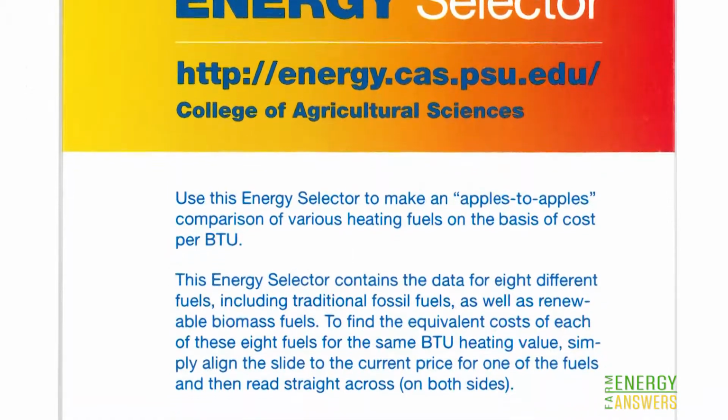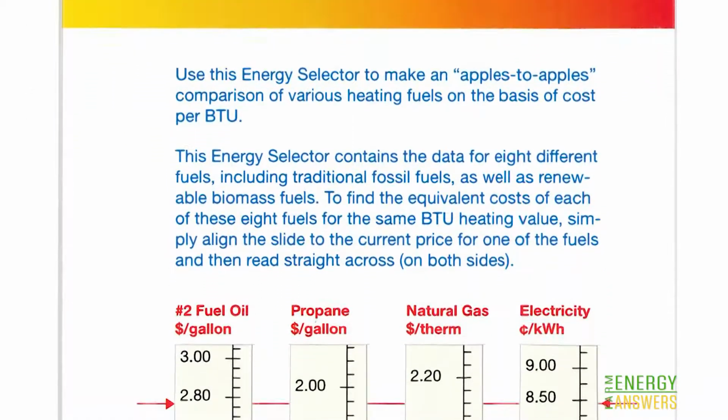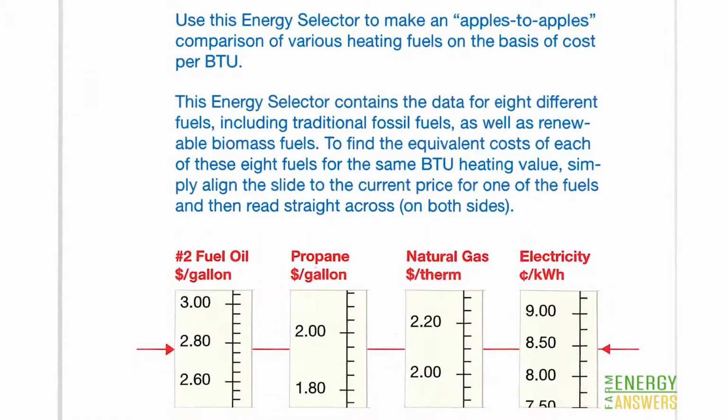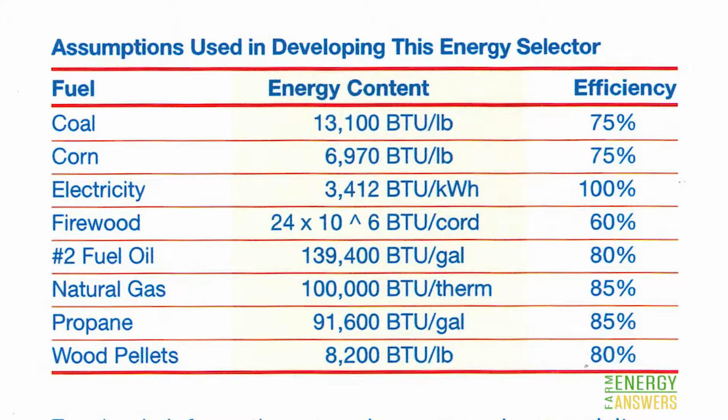Well, thankfully, there's a simpler method, such as using this handy tool called an Energy Selector. Now, this one is from Penn State Extension, but your local extension office may have a similar device available. This tool automates the process of calculating the energy cost of different fuels, taking into account the different units in which it is sold, the different energy content of each fuel, and the typical efficiency with which it is used.